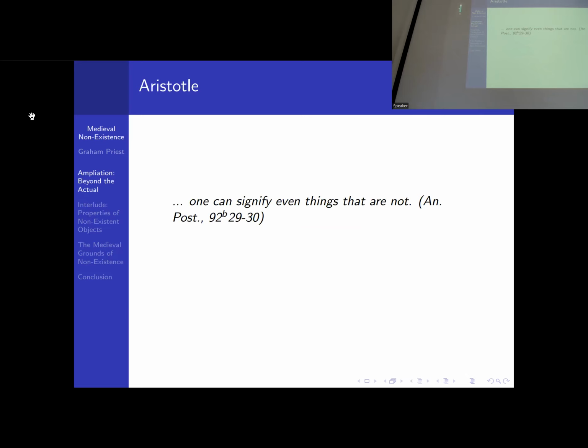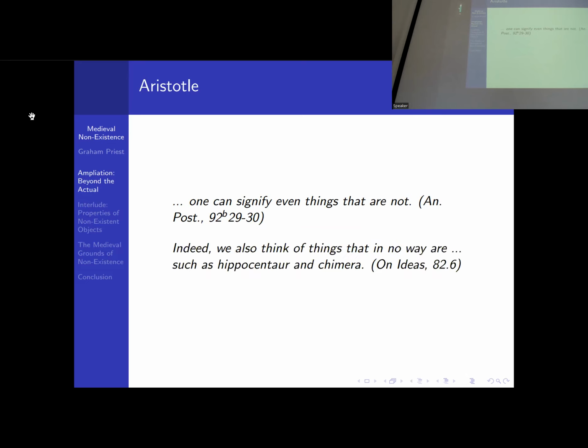these guys are not inventing the wheel, okay? Of course, Aristotle is the philosopher, and these guys are just running off Aristotle. So here's Aristotle. One can signify even things that are not Aristotle, okay? Or he says, indeed, we can also think of things that in no way are, such as a hircocervus and a chimera. So this is the philosopher, right? And these guys are good Aristotelians. They're just articulating the Aristotelian thoughts.